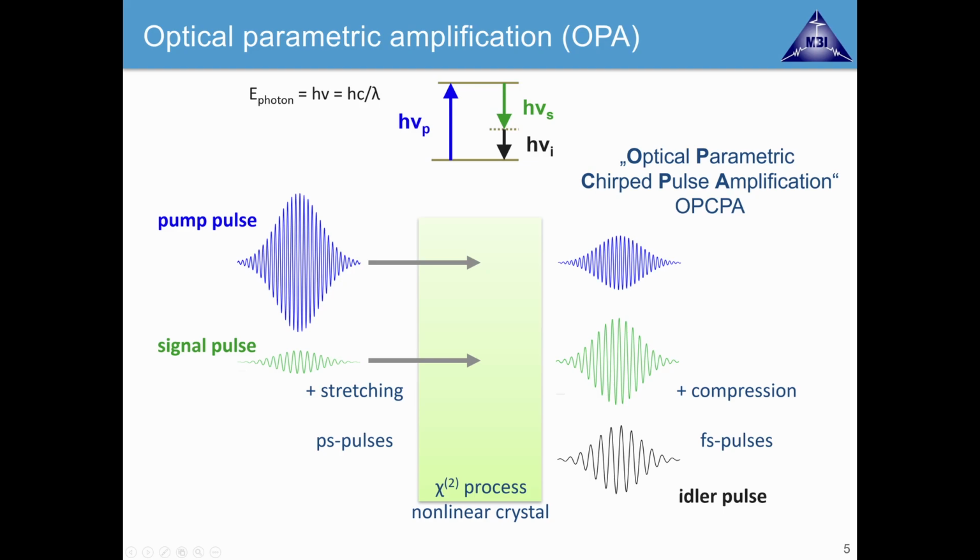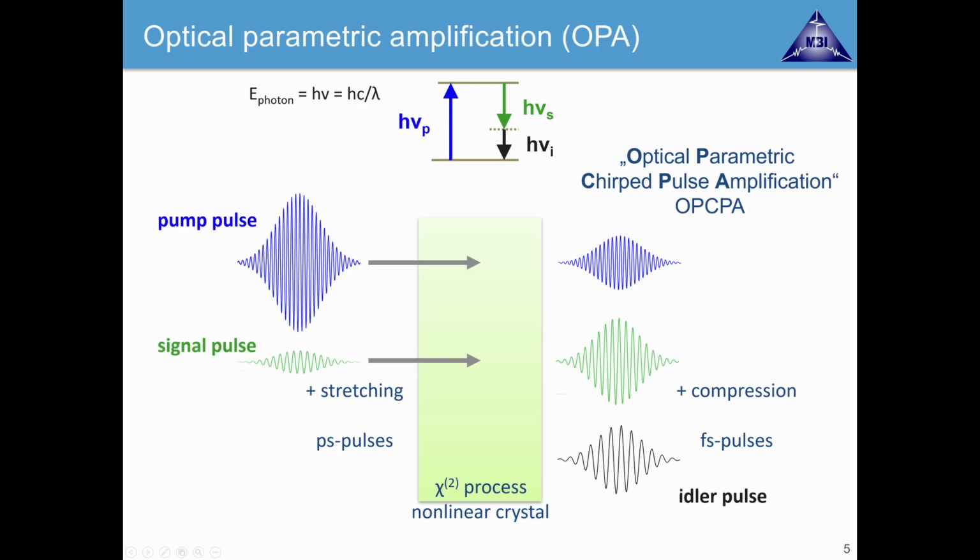In my talk today, I will spend lots of time describing how we generate these pump and signal pulses, because this is typically the challenging part when you build an OPCPA system. And if I talk about characterization, I will most of the time talk about the idler pulses. In principle, you can also use signal pulses for your experiment. This just depends on your application. But in today's talk, I will mainly focus on these idler pulses.